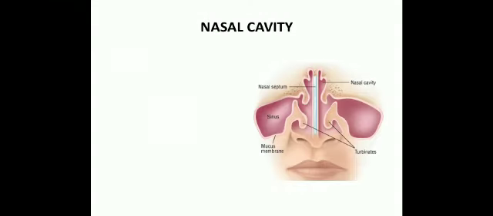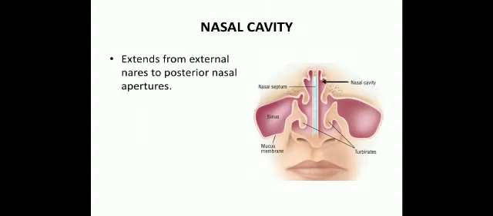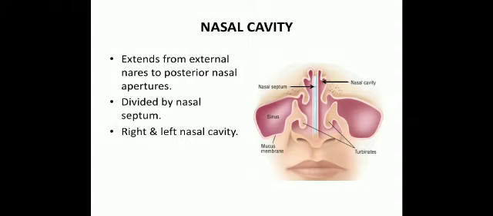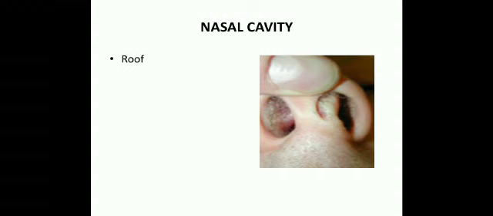So, now the nasal cavity. It extends from the external nares to the posterior nasal aperture, which is formed by the posterior border of the vomer. The nasal septum divides this into right and left nasal cavities. The nasal cavity has the roof, floor, the medial wall and the lateral wall.